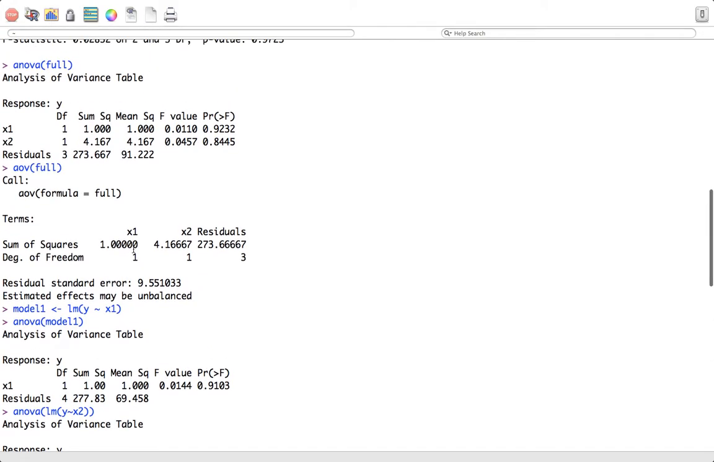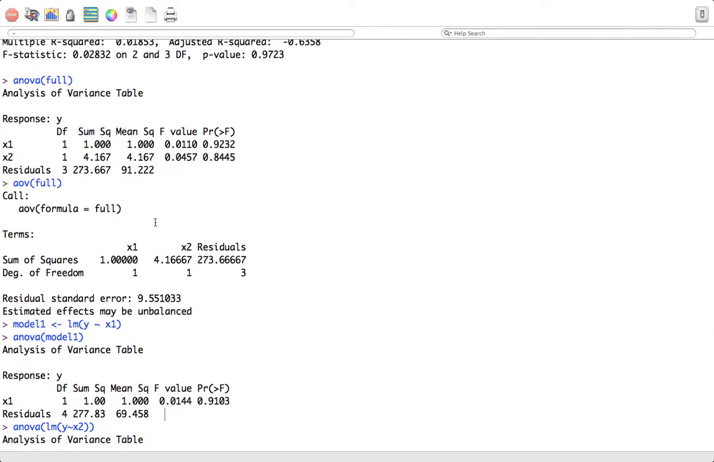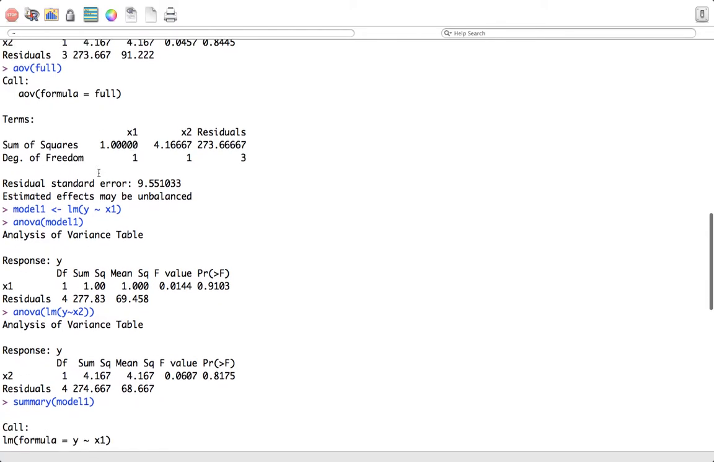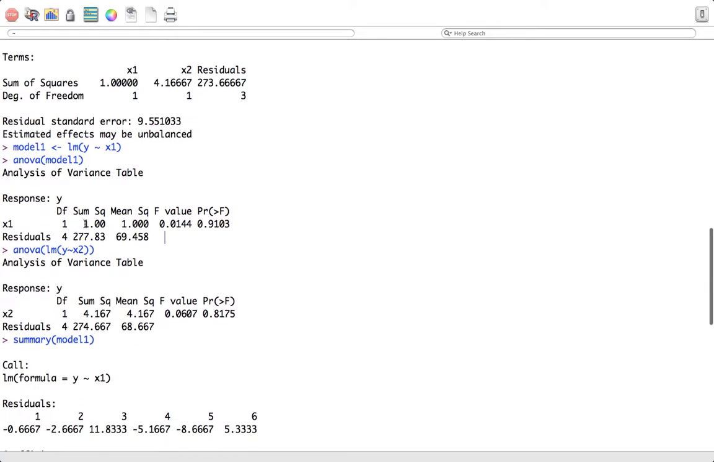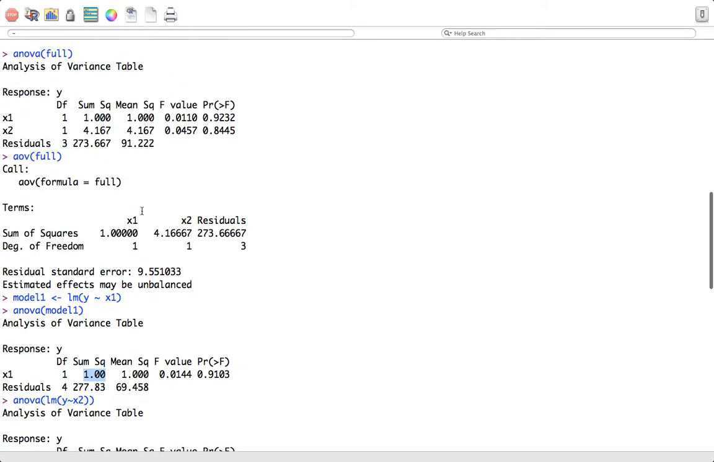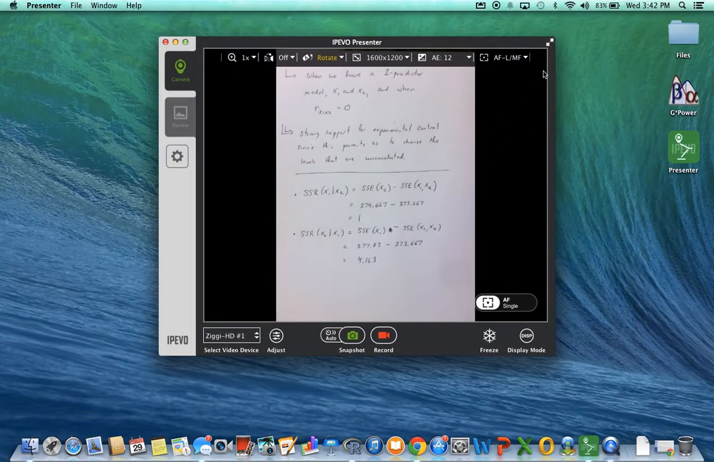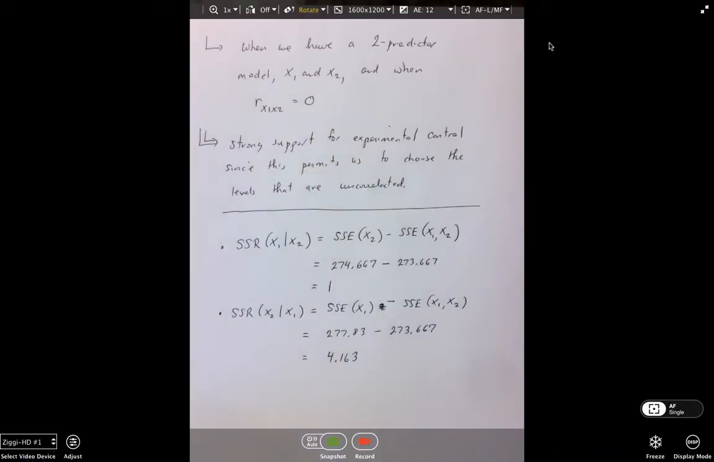So if we examine the sum of squares regression for x1 being in the model, and that's going to be right here, we'll see that the sum of squares regression is 1, and that's just the other term here. So the 4.167 is added. Well, it's 4.163, but that was just some rounding. So I like to think about that as you kind of have symmetry, and you certainly have stability in the error sum of squares.